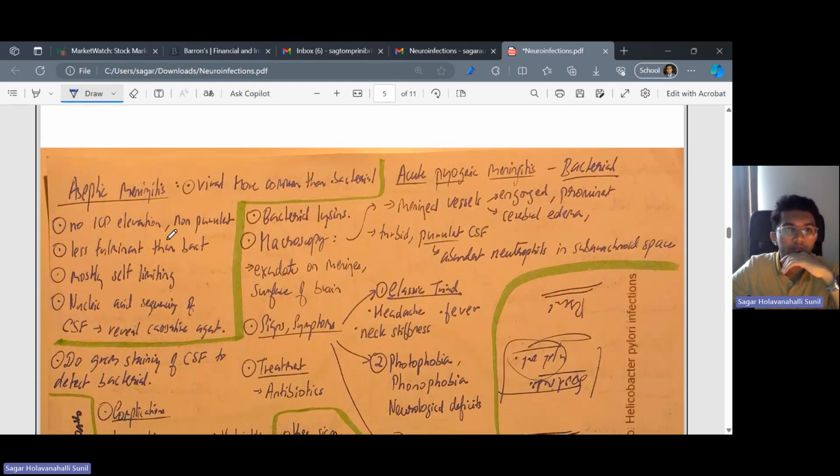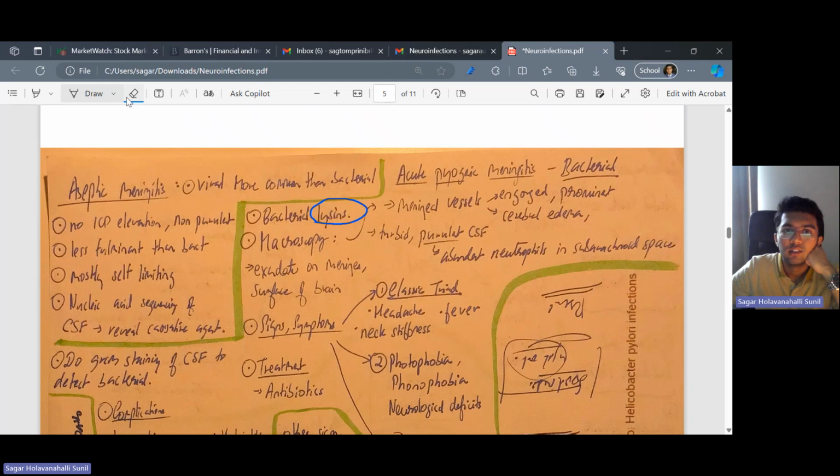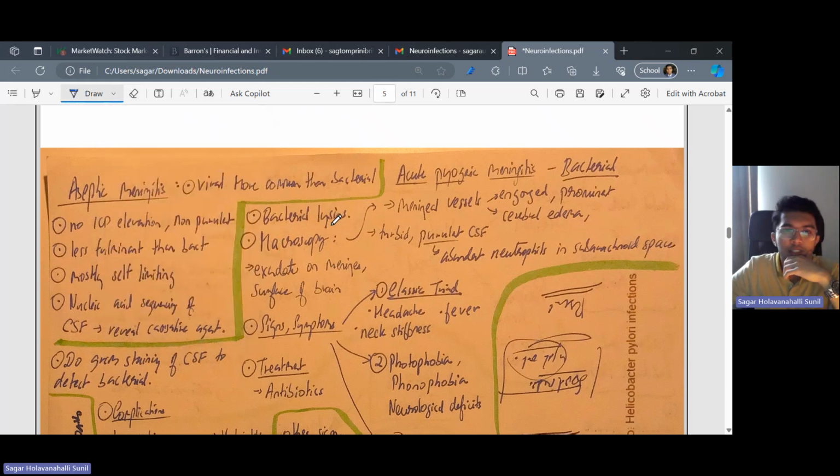Aseptic meningitis, clear. Then comes acute pyogenic meningitis, bacterial. Now, why or how is the bacteria crossing the blood-brain barrier? For example, through surface receptors and bacterial lysins. Okay. Now, what's the macroscopy of acute pyogenic meningitis?